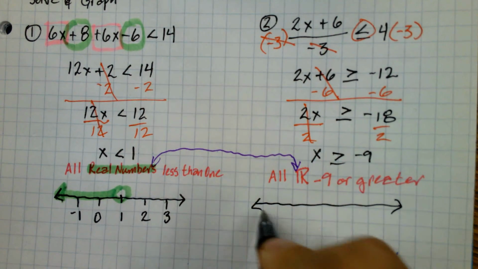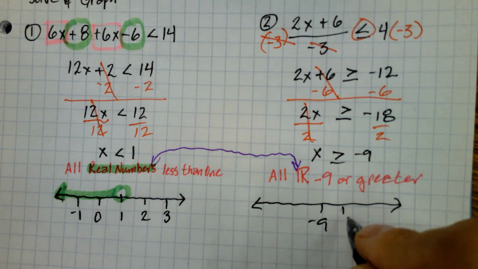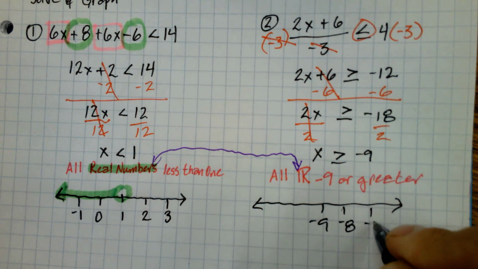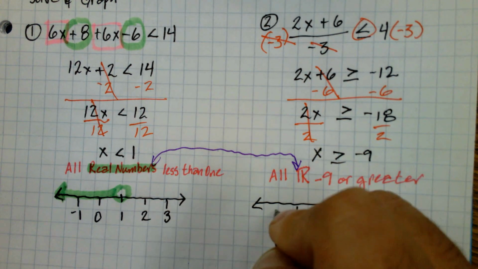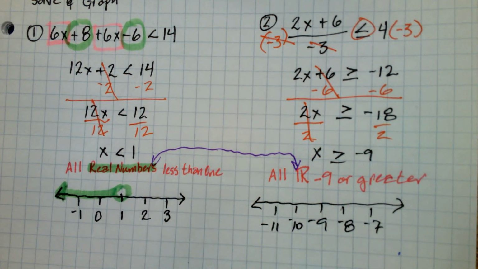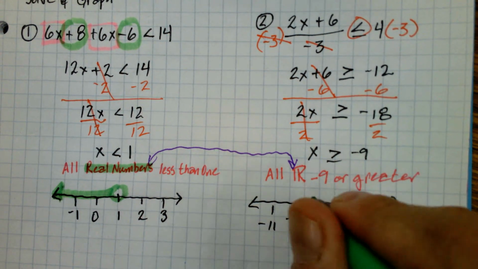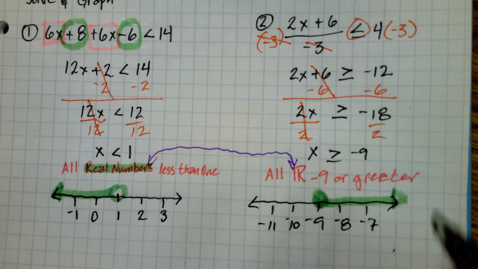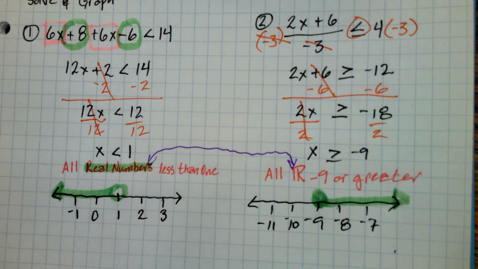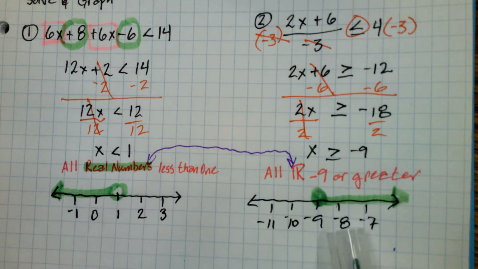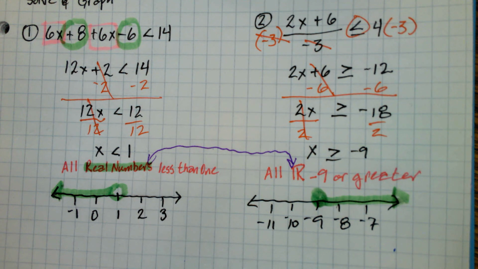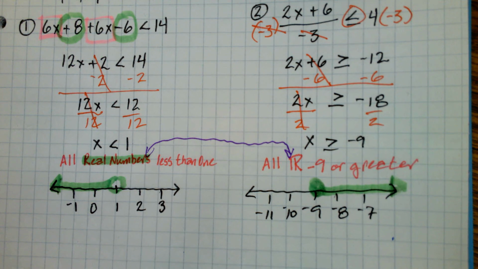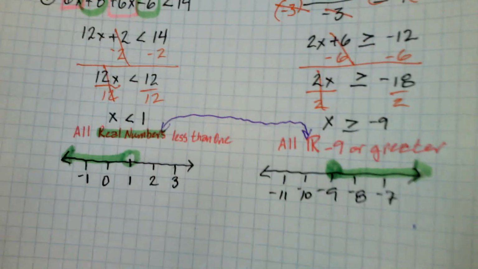-9, -8, -7, -10, -11. Okay. And so we're saying -9 is a solution, and anything, no matter what it is, as long as it's bigger than -9, decimal, fraction, irrational, rational, we'll take it all, as long as it's a real number. Okay? All right, any questions so far?